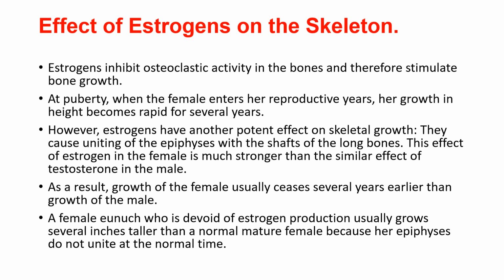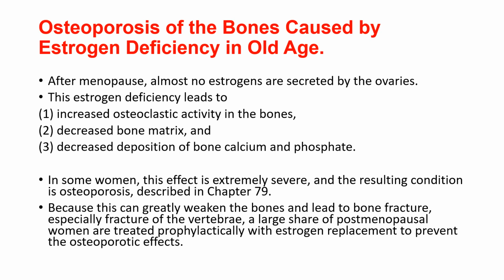A female eunuch who is devoid of estrogen production usually grows several inches taller than a normal mature female because her epiphyses do not unite at the normal time. Osteoporosis of the bones caused by estrogen deficiency in old age. After menopause, almost no estrogens are secreted by the ovaries. This estrogen deficiency leads to 1.